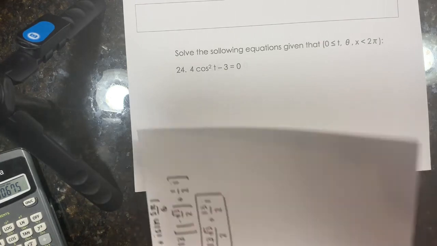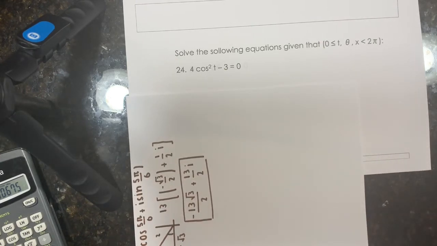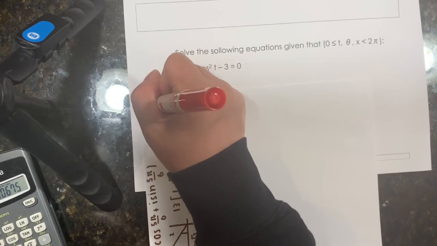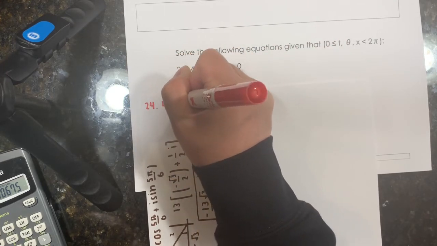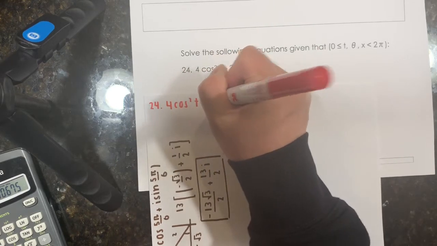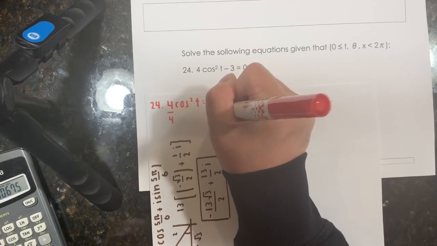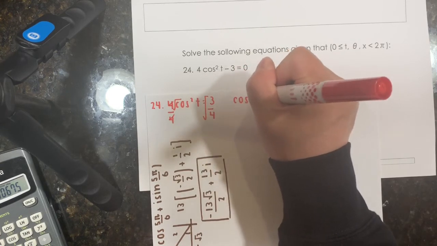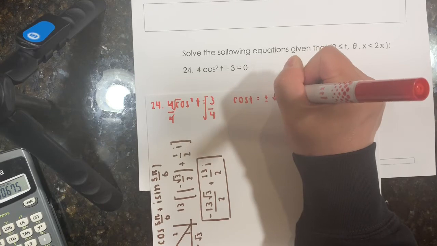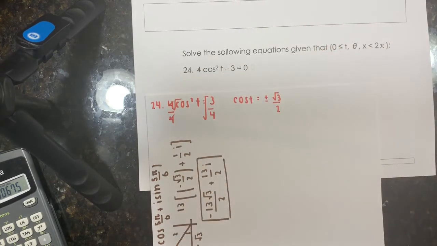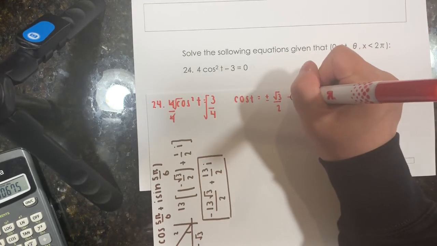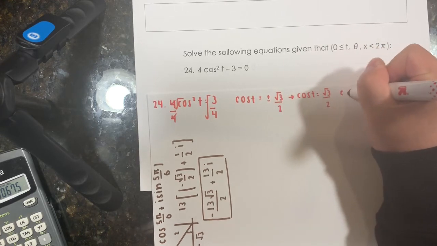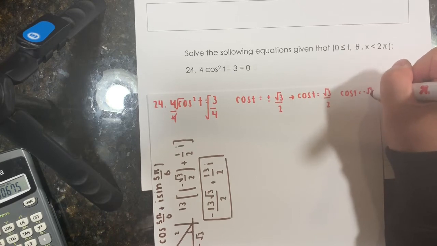Now moving on to number 24, where our answer does need to be in radians. We are going to start by moving the 3 to the other side. So that would be 4 cosine squared t equals 3. Divide both sides by 4, and now take the square root of both sides. So I'm going to get cosine t is equal to plus or minus the square root of 3 over 2. Now that's going to separate into two equations: cosine t equals positive root 3 over 2, and cosine t equals negative root 3 over 2.